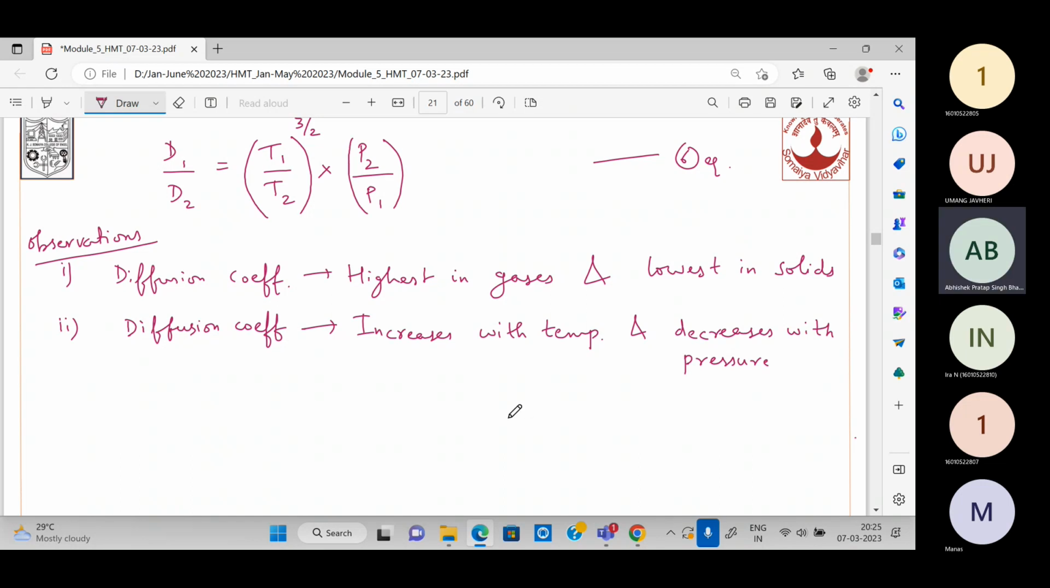After this, we have to study the general mass diffusion equation. Today we'll stop here, and in the next lecture on Thursday, our regular lecture, we will cover the remaining portion of this module 5.1. I will stop here.